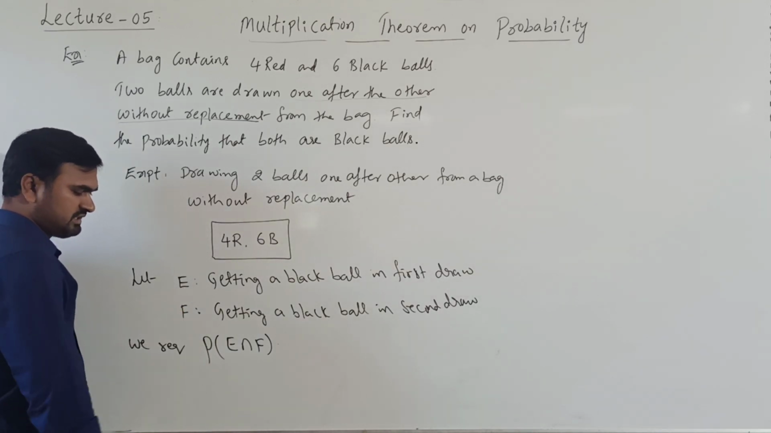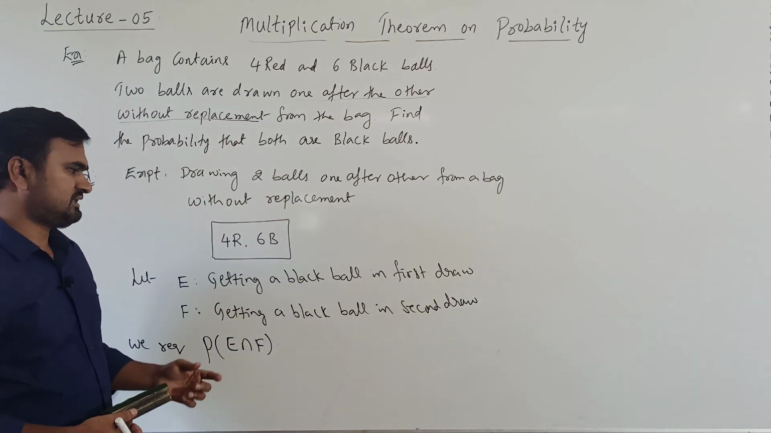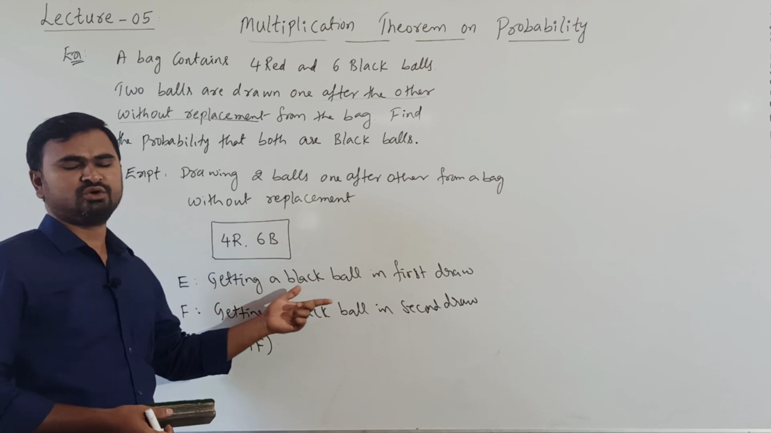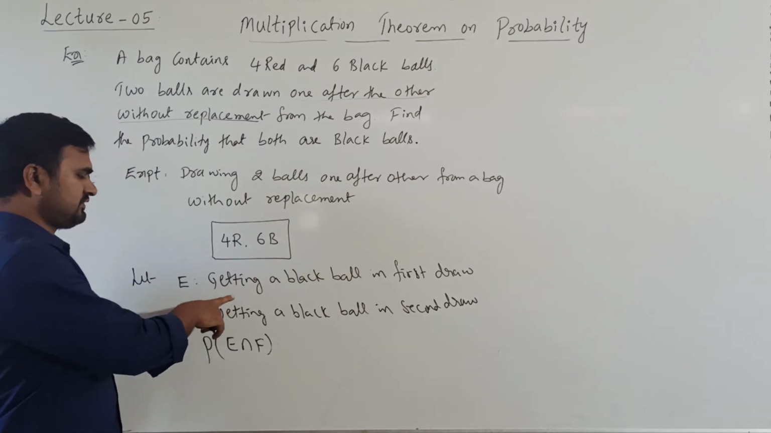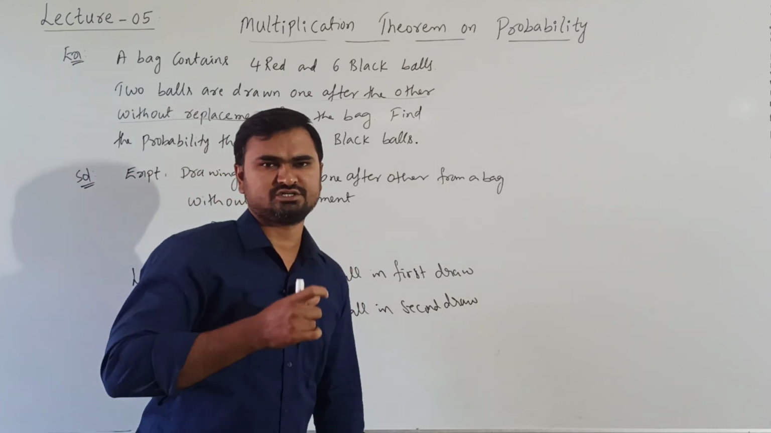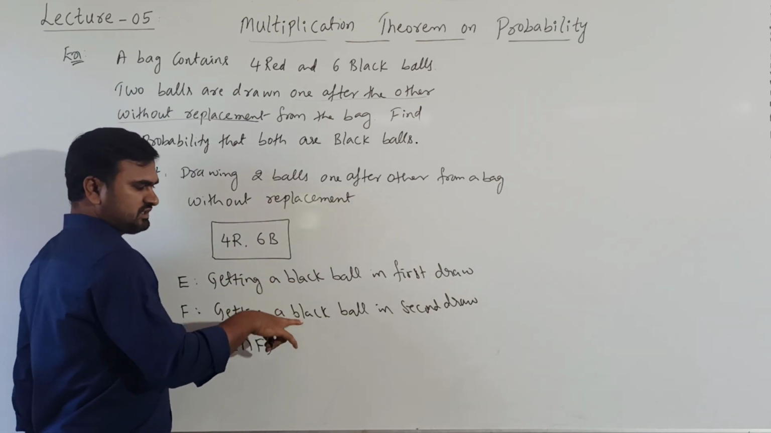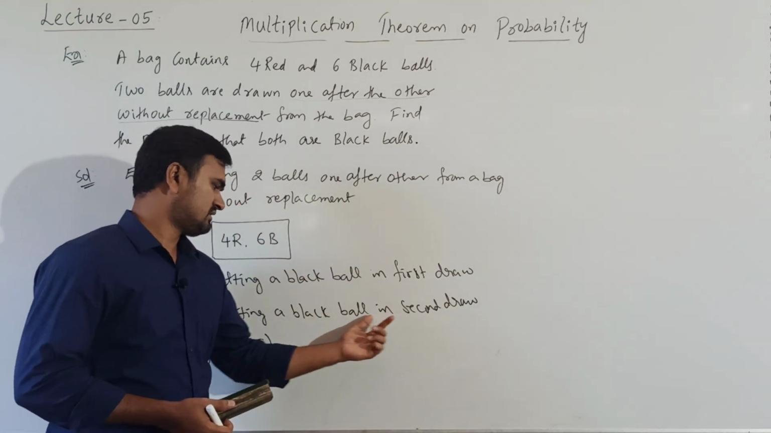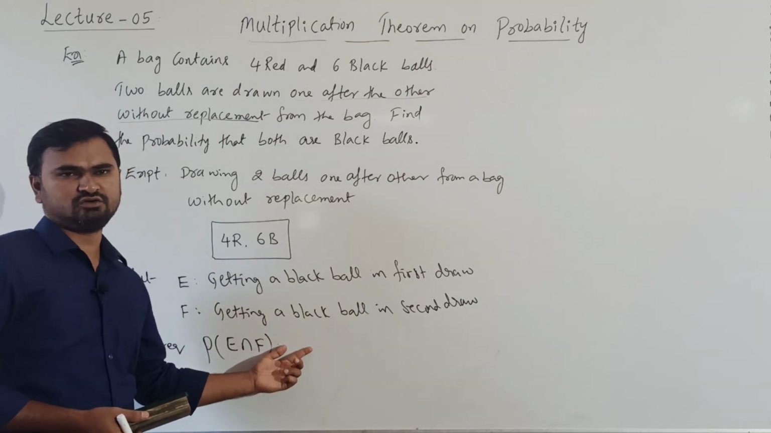Now from the multiplication theorem, how can you write P of E intersection F? We'll find the probability of the first event, then we'll find the probability of the second event, knowing that the first event has already occurred. For the first event there is no condition, but for the happening of the second event, we have to consider that the first event has already occurred. Then only we will get the second ball drawn as black.